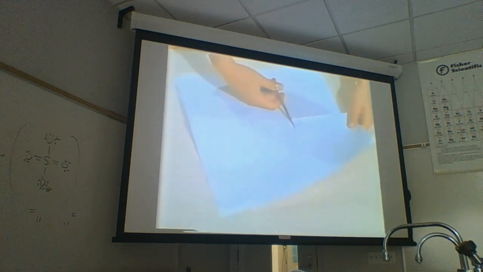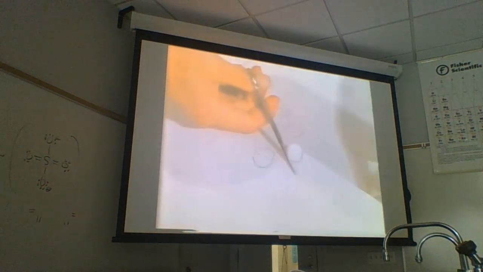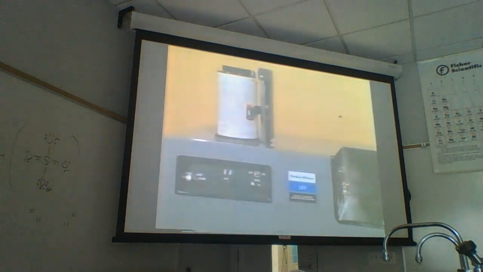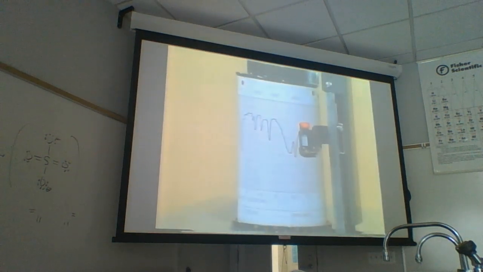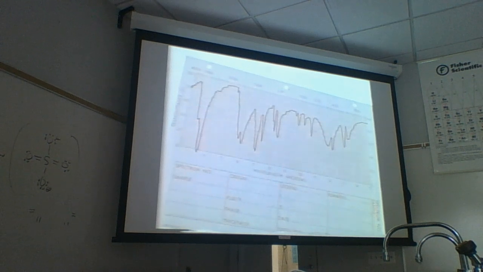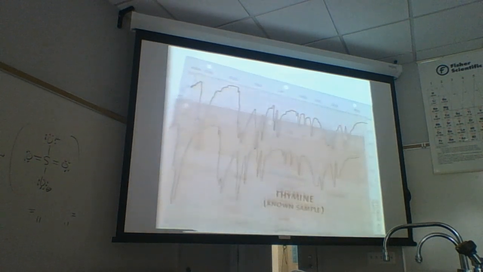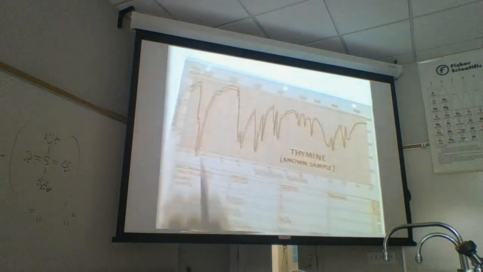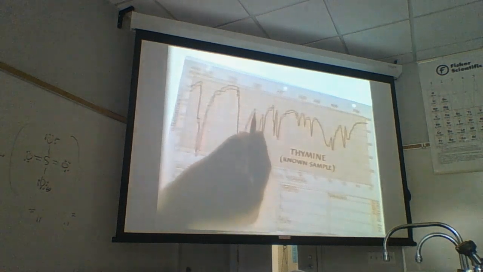We'll cut out one of these marked areas and dissolve the material from the paper with another solvent. Now we can analyze the dissolved material with an infrared spectrometer. A characteristic spectrum is produced by each component separated in the chromatography procedure. The absorption spectrum produced by one of these extracts is compared with the known absorption spectrum of the chemical thymine.